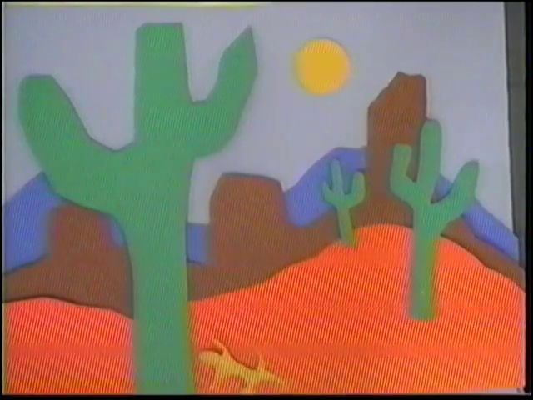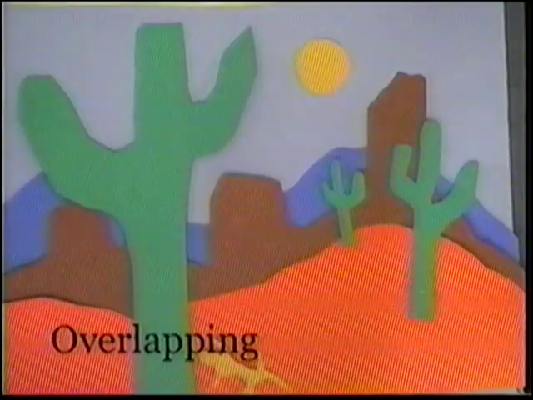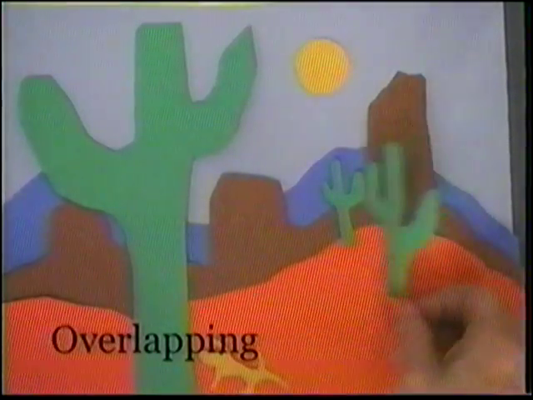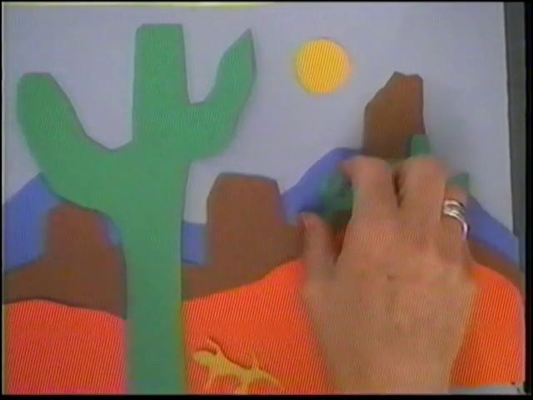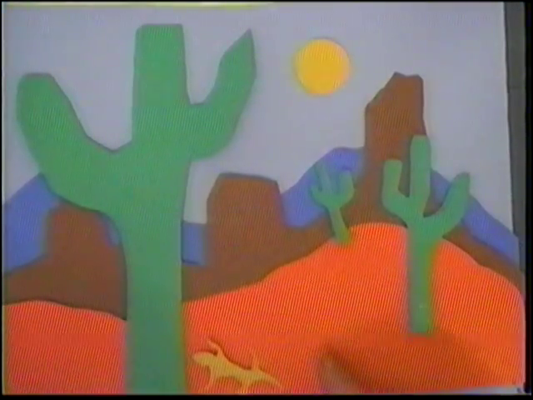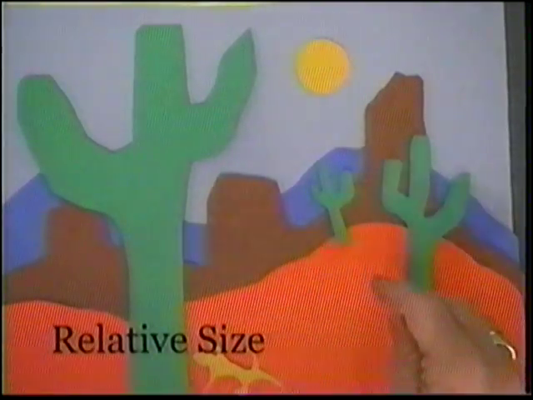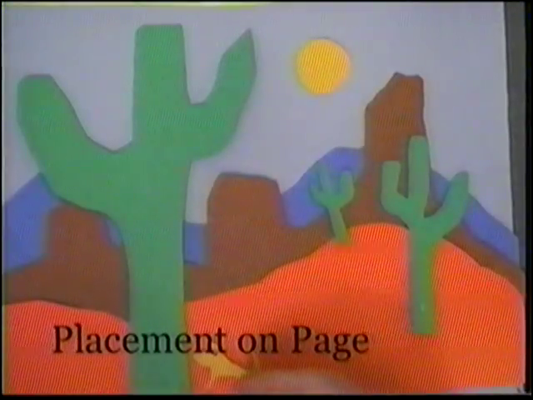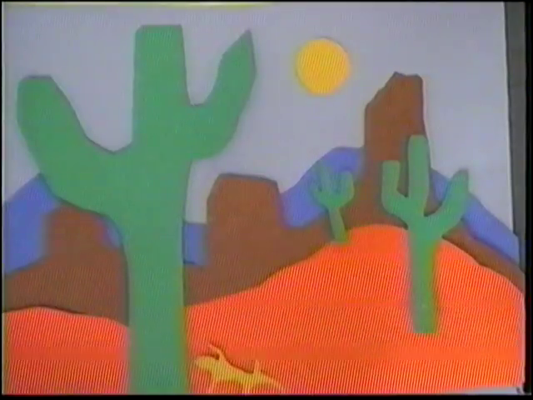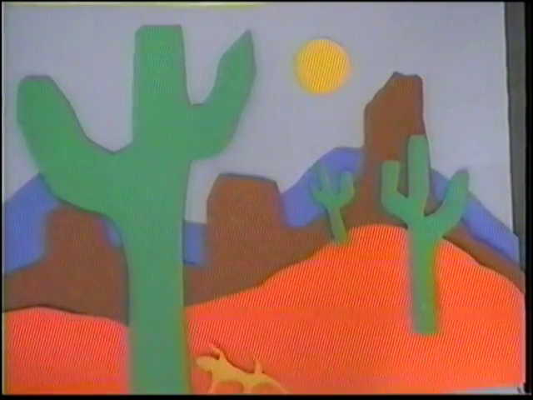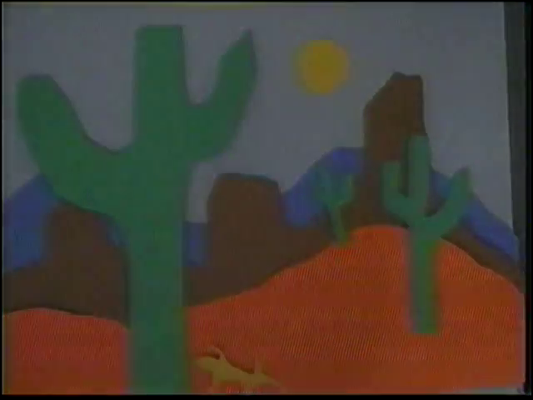The artist's tricks out of the bag, and use them. Let's remember what they are again. Overlapping. I'm overlapping the mesa with this cactus. The use of foreground, background, and middle ground. The use of relative size. The use of placement on page. The use of details up close. Now, instead of a flat picture with a sun up in the corner, you have a picture that looks like you could walk right into it.